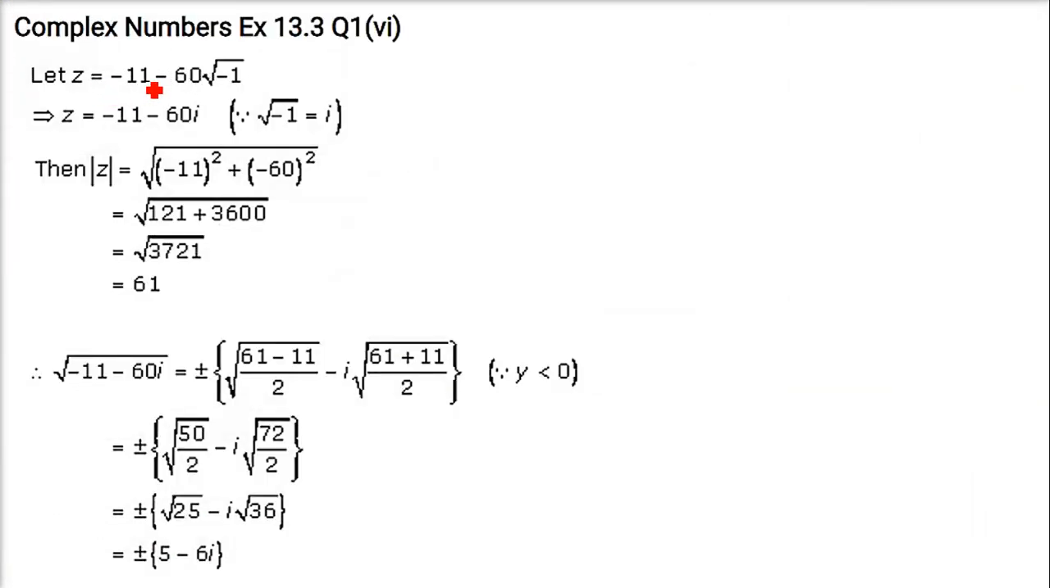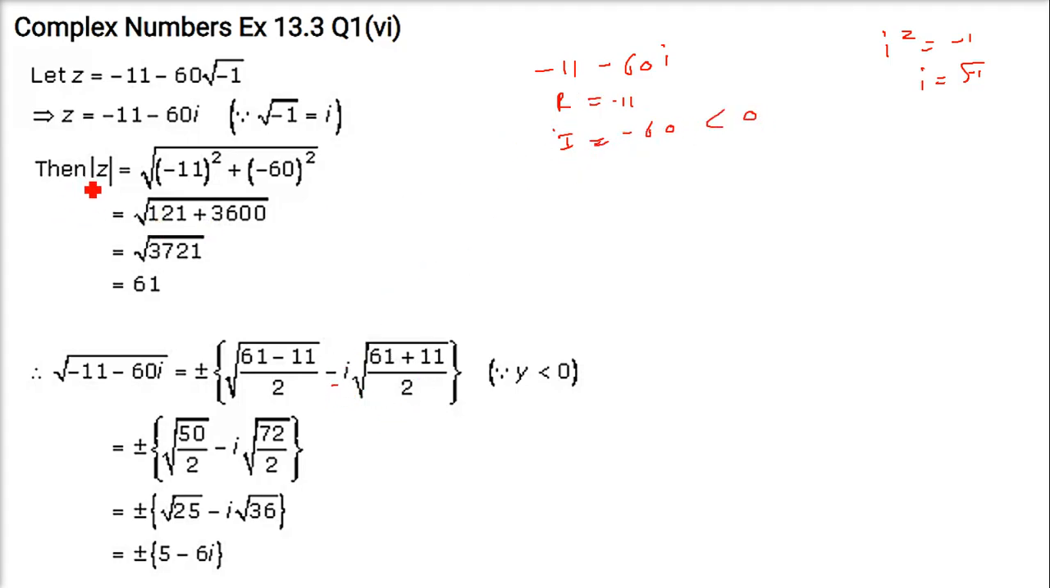Then you have z equal to minus 11 minus 60 under root minus 1. So minus 11 minus 60 under root 1, I square is minus 1. So I is under root minus 1. So this is I. Now the real part is minus 11, imaginary part is minus 60. Since this is less than 0, we'll use this negative formula.